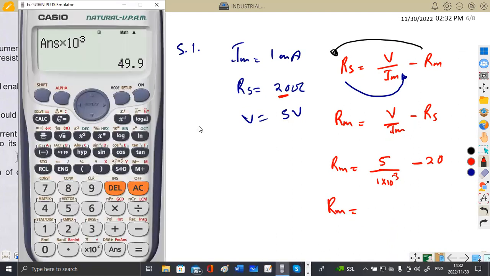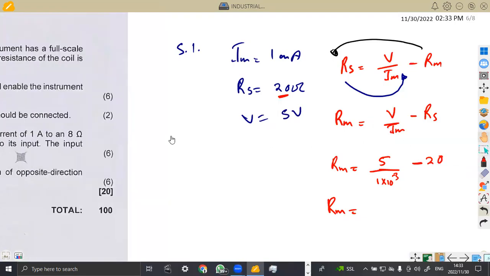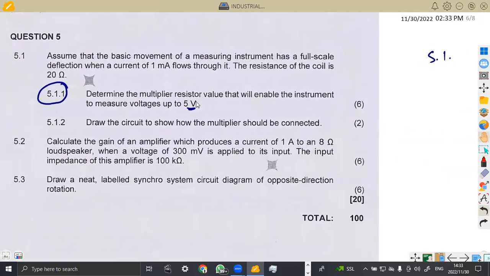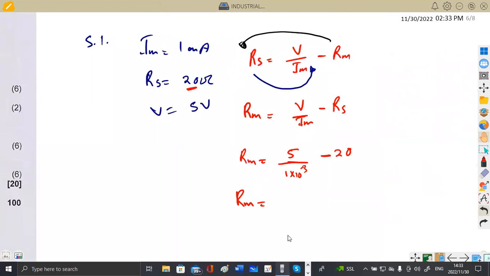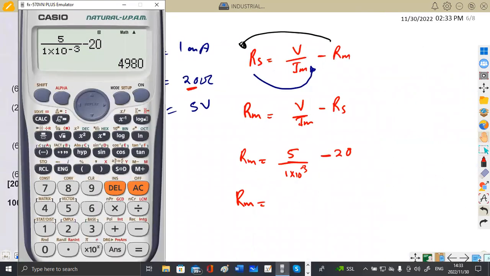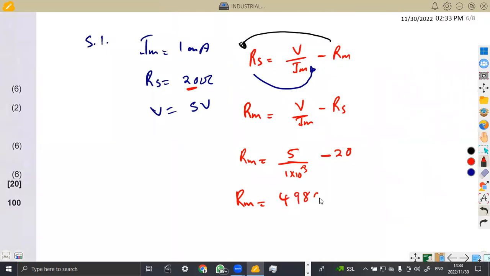So that is it. From our calculator, guys, some of these things just need a calculator. 5 over 1 times 10 to the power of minus 3. Whatever we have got here, we subtract 20. Okay, am I sure about this? Let me check. Yes, that is 5 volts there. So that is correct. So we are going to have 5980, okay, so that's 5980 ohms. So that's what we had from this one.